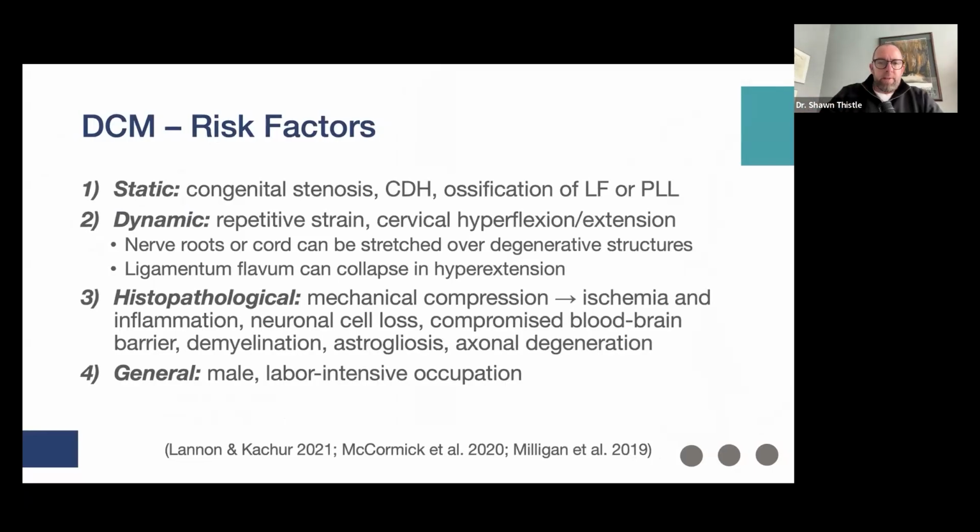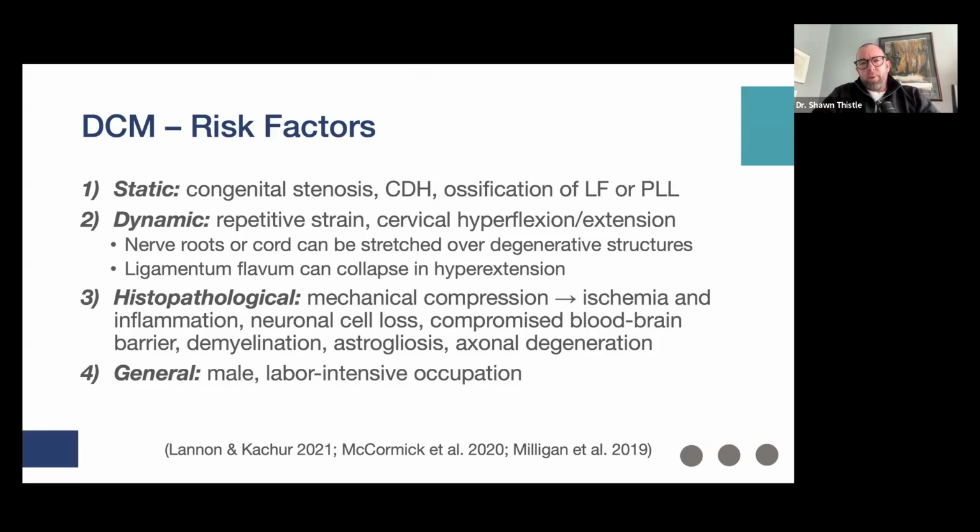From a risk factor perspective, the literature is pretty broad on this. And again, I think that ties into the general variability from a clinical perspective. And also, everyone's an individual with a certain combination of risk factors or activities or injuries that they've sustained over time. But they've split them into static, dynamic, histopathological, and general. So static is congenital stenosis. If you're born with a narrow spinal canal, you're more at risk for this condition, just like you are in the lumbar spine. If you have a cervical disc herniation, like I said earlier, that shows up just a little bit in the literature as a relationship there. And then ossification of the ligamentum flavum, or posterior longitudinal ligament.